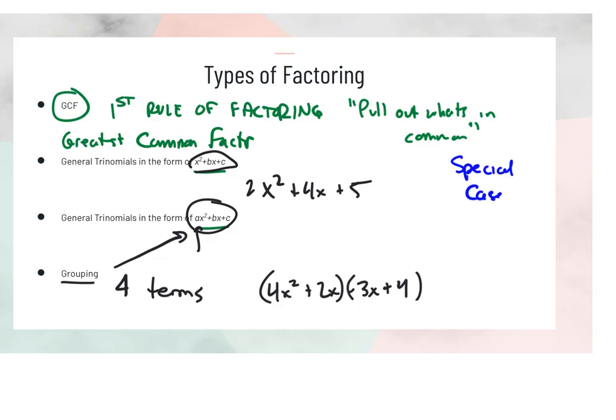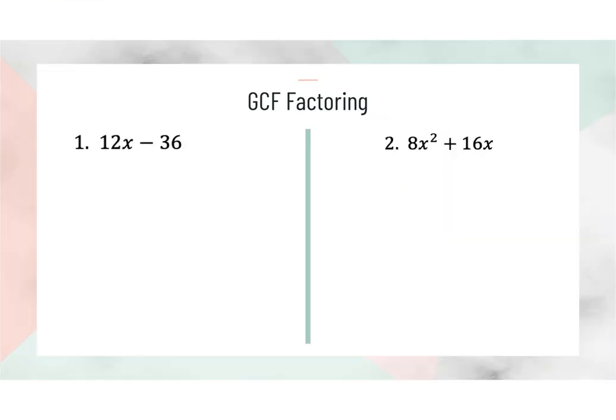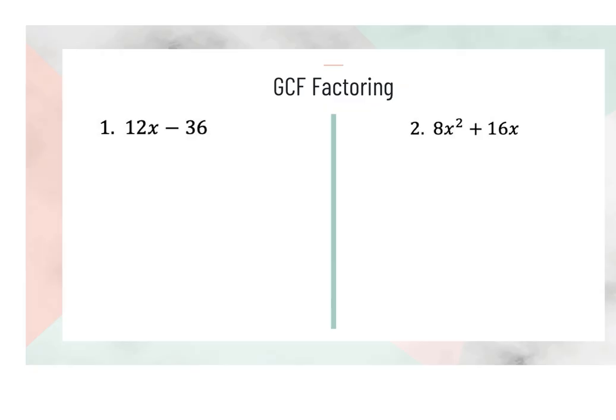Okay. And the easiest one is a difference of 2 squares. And that's if I've got like x squared minus 25, okay? Because 25 is a perfect square. So I'm going to have like x plus 5 and x minus 5 would be that factored. And I'll go into a little more detail. There's a couple examples that kind of explain how that goes. Okay. GCF factoring, very simple. What is the biggest number in common?